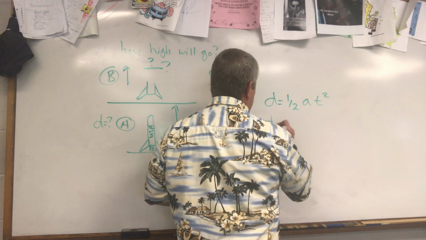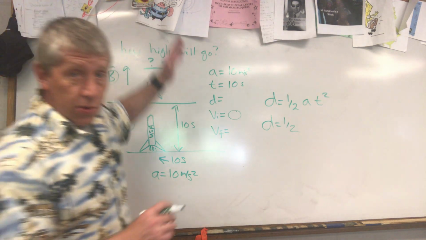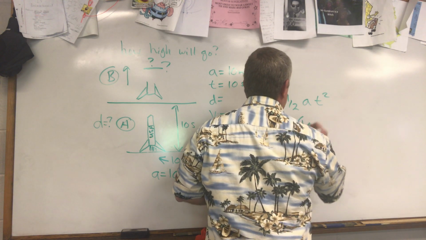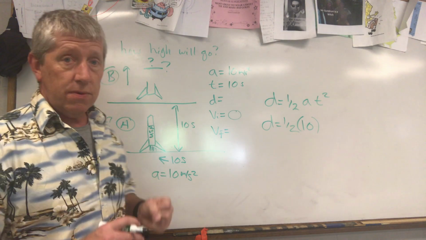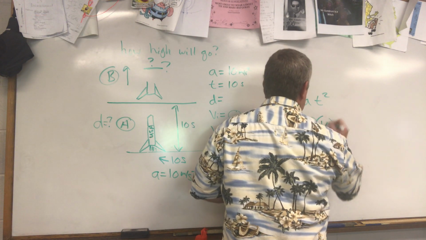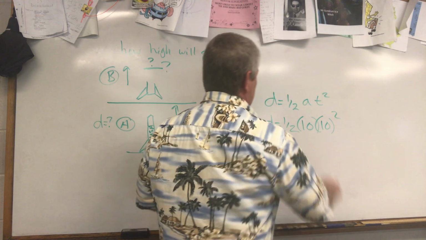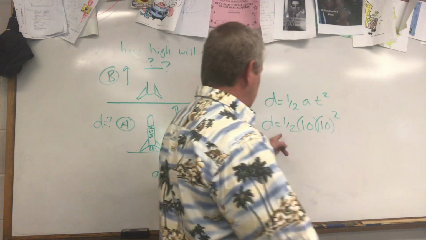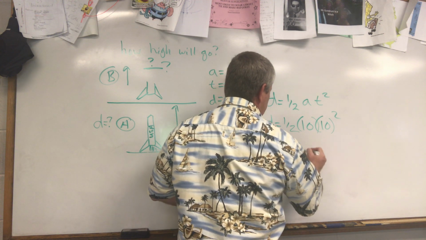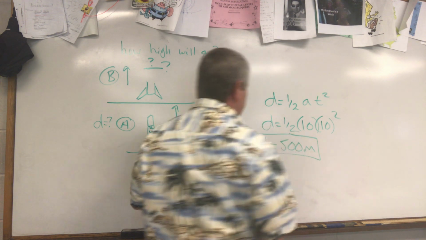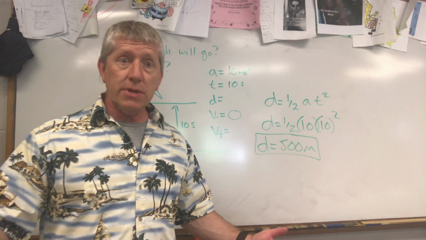So D is 1/2. The acceleration of the rocket is 10 meters per second squared, and the time that the rocket engines are firing to accelerate the rocket is 10 seconds. And don't forget to square that. 10 times 10, 100. Times 10, 1,000. Times 1/2, 500. So we will go up 500 meters during the time the rocket engines are firing. All right, we've got part A done.